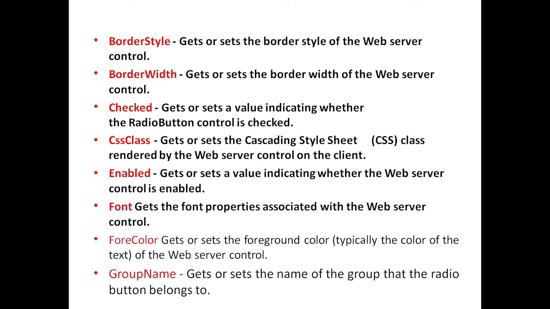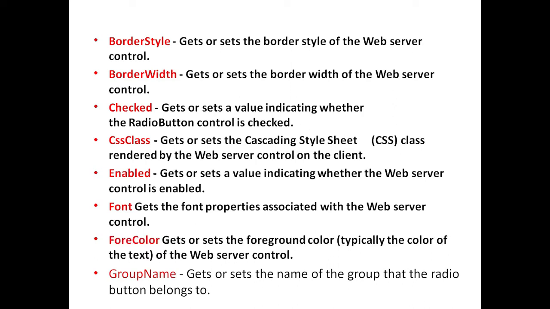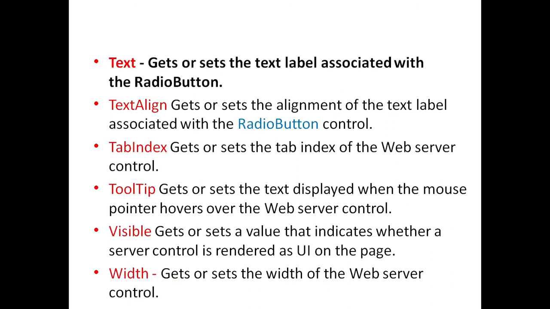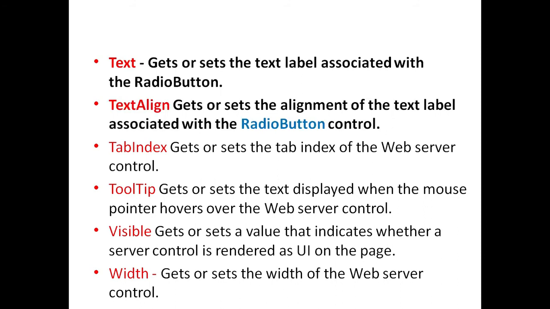Font property is used to get the font properties associated with the web server control. ForeColor property is used to get or set the foreground color, that is the color of text of the web server control. GroupName property is used to get or set the name of the group that the radio button belongs to. Text property is used to get or set the text label associated with the radio button. TextAlign property is used to get or set the alignment of the text label associated with the radio button control. TabIndex is used to get or set the tab index of the web server control.